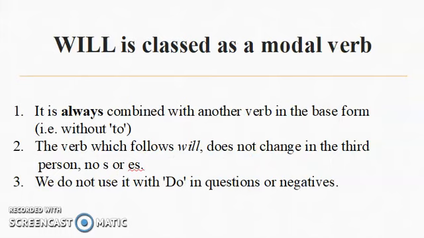Will is classed as a modal verb, which means it has some of the same characteristics as other modal verbs. These are the three basic things. It is always combined with another verb in the base form, which means it doesn't have the word to before the verb. The verb which follows will does not change in the third person, so there is no s or es on he, she, or it. And thirdly, we do not use it with do in questions or negatives.